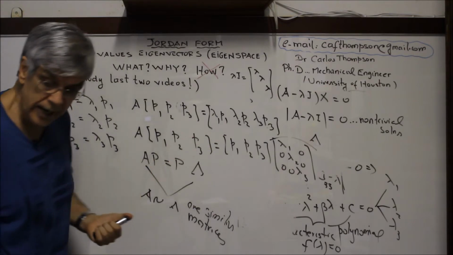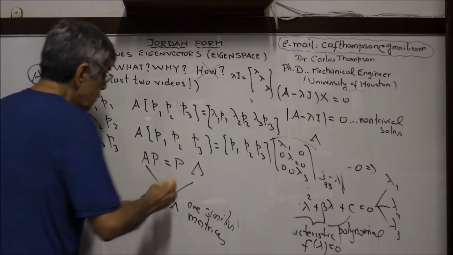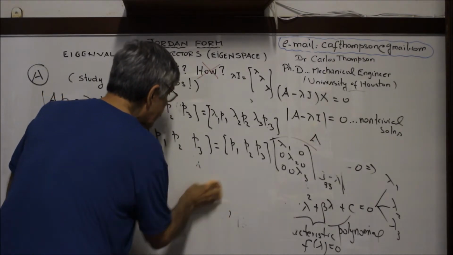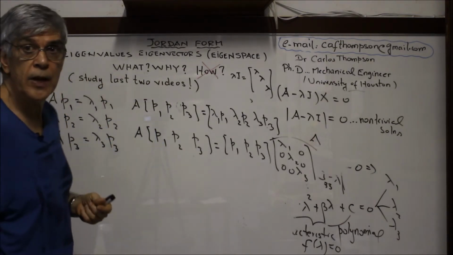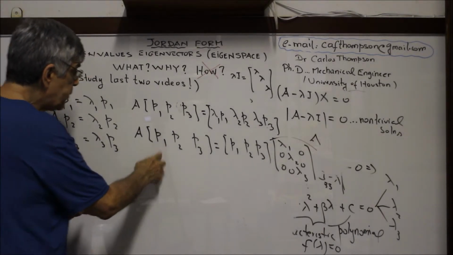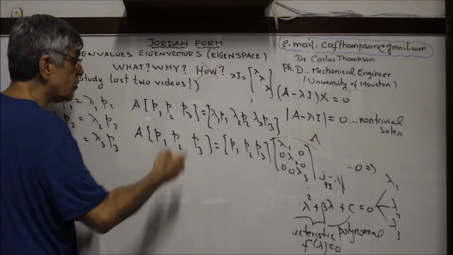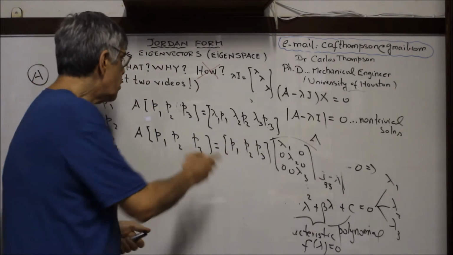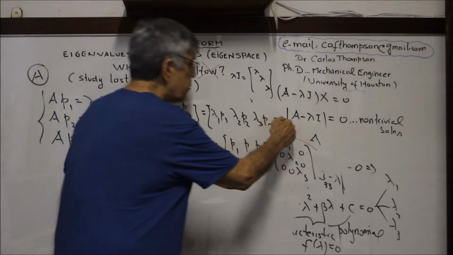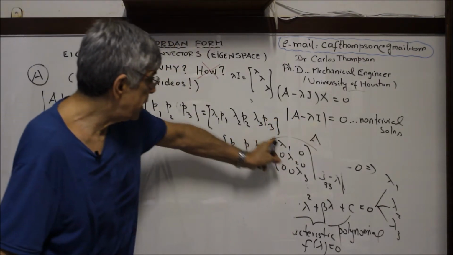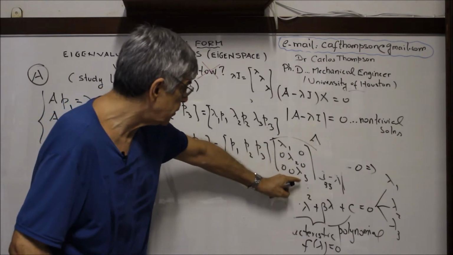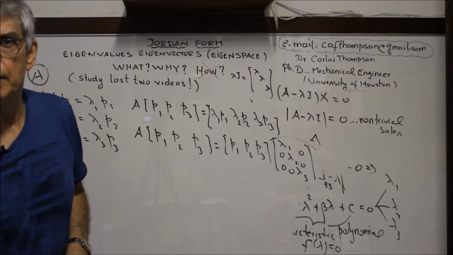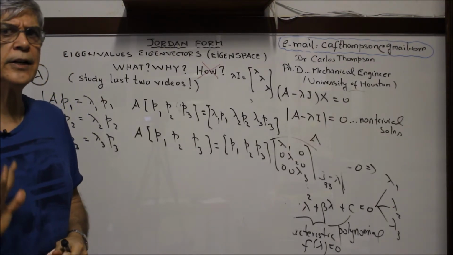Now I can extend that. Suppose I have 4 eigenvectors. Then I have P1, P2, P3, P4. Suppose lambda 1, lambda 2, lambda 3 are distinct. Then I'll have lambda 1, lambda 2, lambda 3, lambda 4, and my diagonal matrix will be lambda 1, lambda 2, lambda 3, lambda 4. I can generalize for any n by n. Did you understand it clearly?